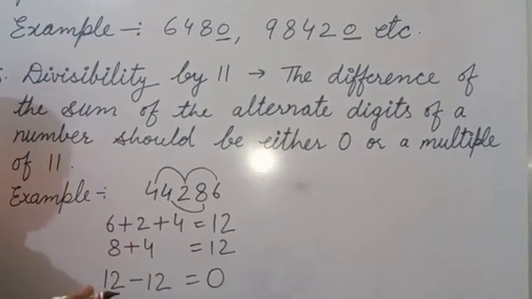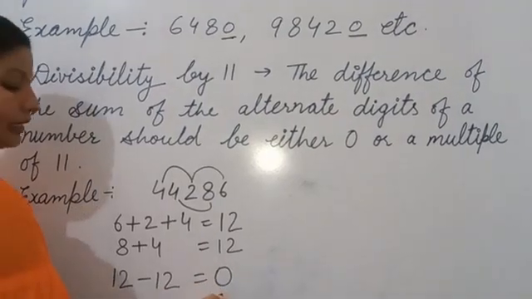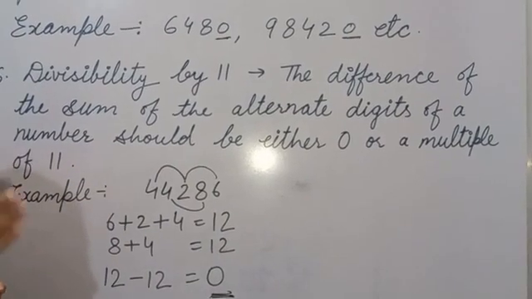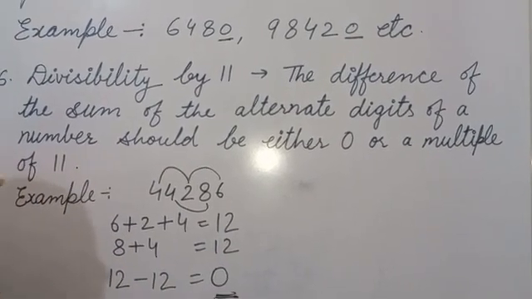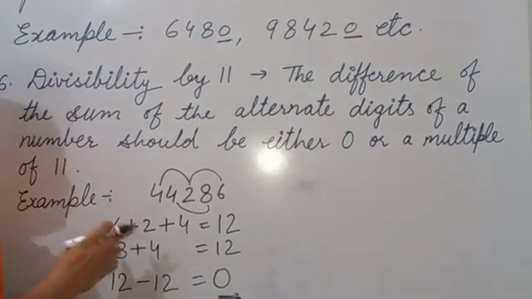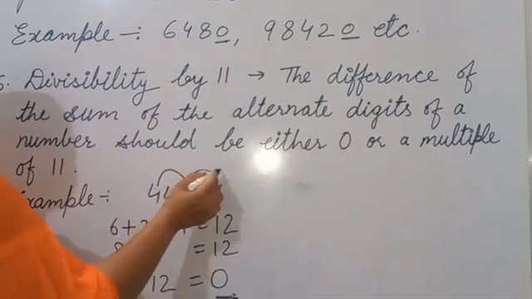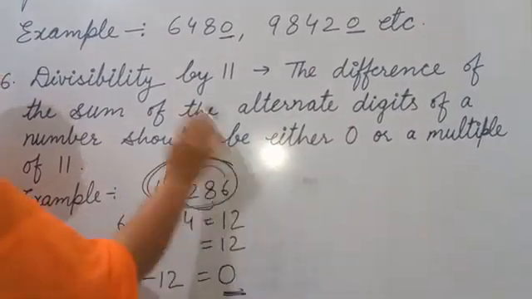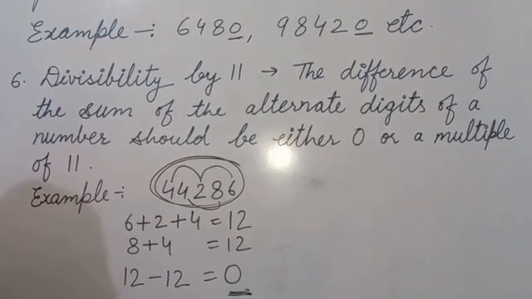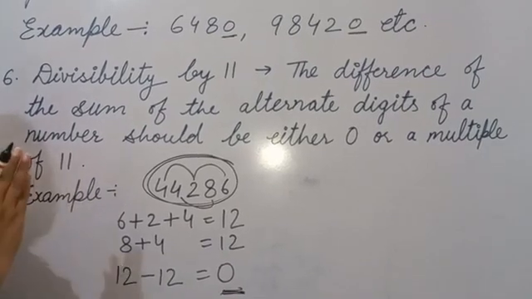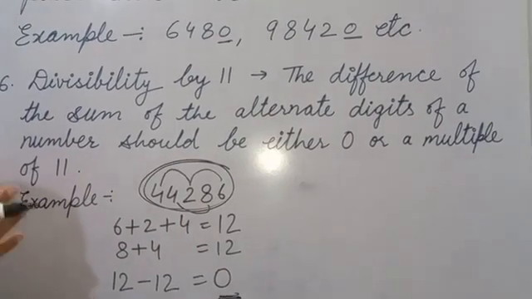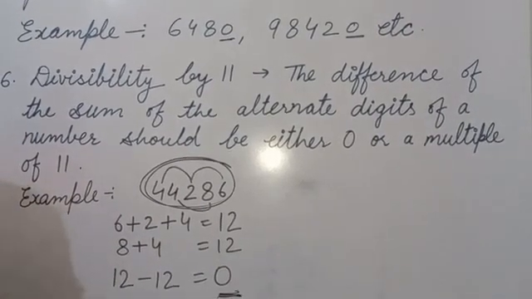When we take their difference, 12 minus 12 is 0. If there is 0 or a multiple of 11, meaning 11, 22, 33, 44 like this, if you have as a difference 0 or a multiple of 11, that means the number is divisible by 11. अब हमें इसे पूरे को डिवाइड करने की जरूरत नहीं है, directly we can tell that this is divisible by 11. Okay, so the difference of the sum of alternate digits of a number should be either 0 or a multiple of 11. So that means the number is divisible by 11.